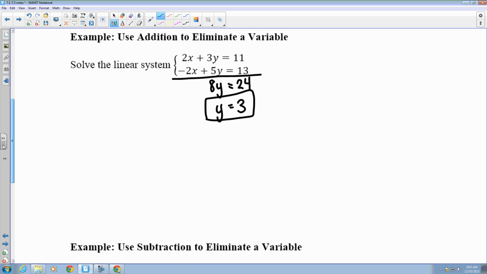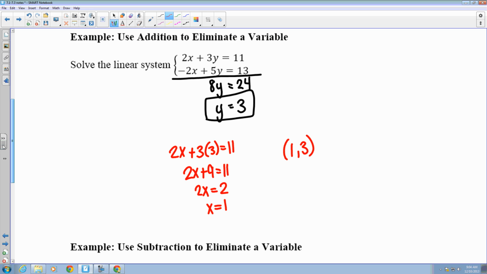And then you're going to substitute in to either one. I'll say the top one because there's no negatives. 2x plus 3 times 3 equals 11. 2x plus 9 equals 11. 2x equals 2. X equals 1. So our solution is (1, 3).